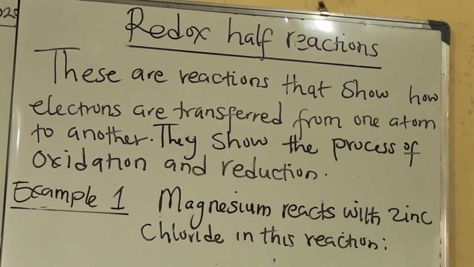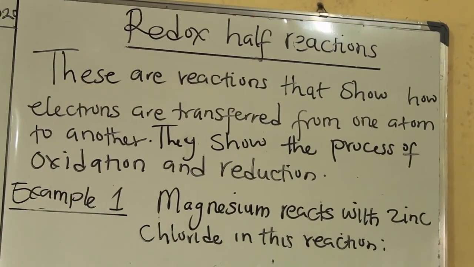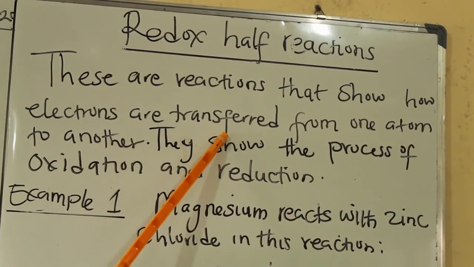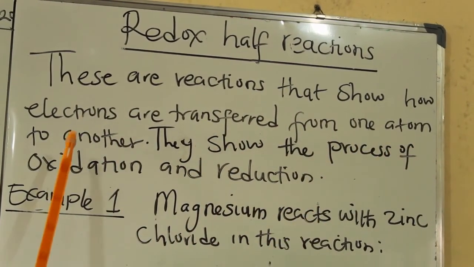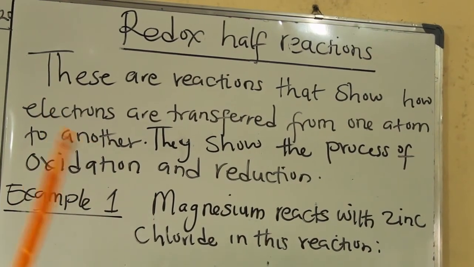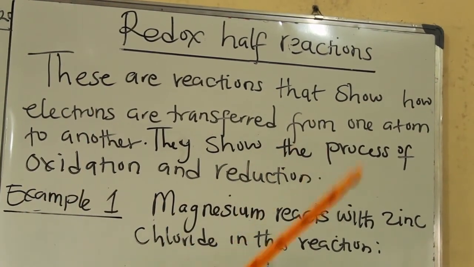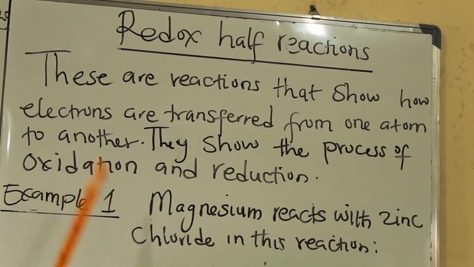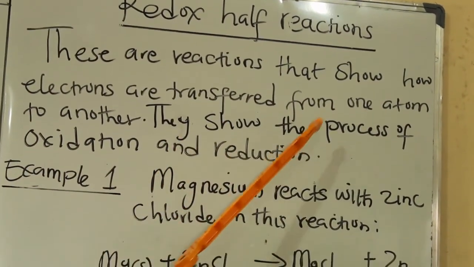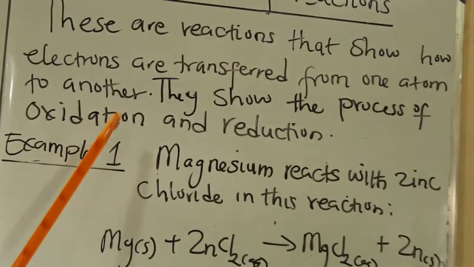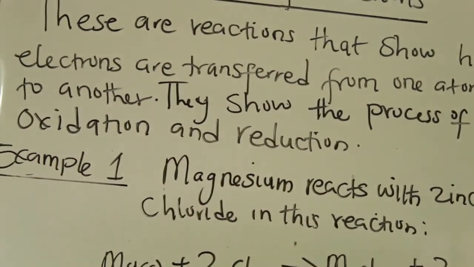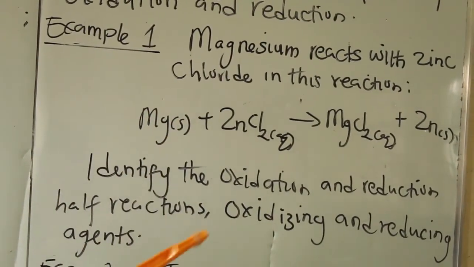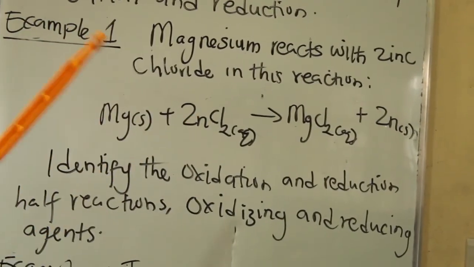And what are redox half reactions? These are reactions that show how electrons are transferred from one atom to another. They show the process of oxidation and reduction. So I've been able to draft out two examples to explain the redox half reactions.